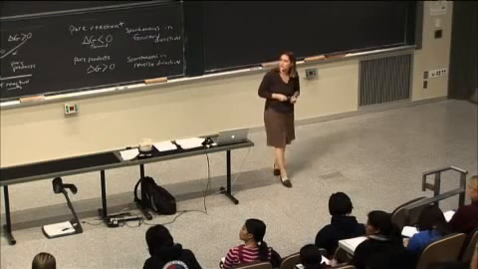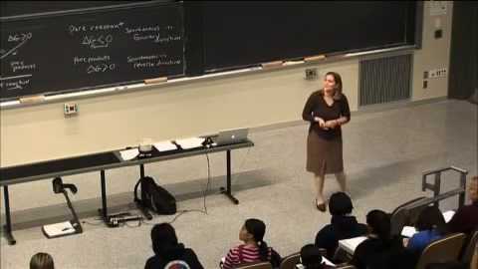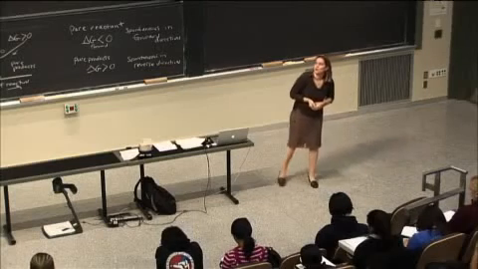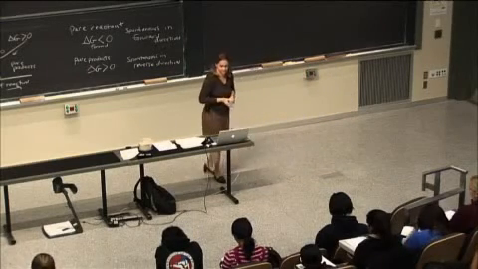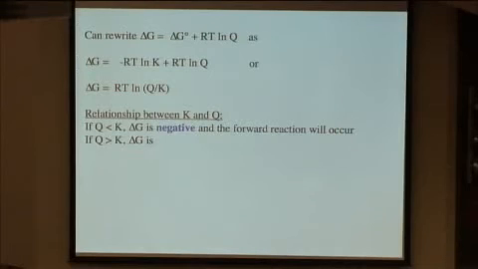So let's think about that relationship for a minute. If Q is less than K, what is the sign of delta G? So it will be negative, which means the forward direction of the reaction will occur. So if you think about it, you can think about it in terms of products and reactants. At equilibrium, if Q is less than K, there are more products than there are right now, so you need to make more products. So delta G would be negative.